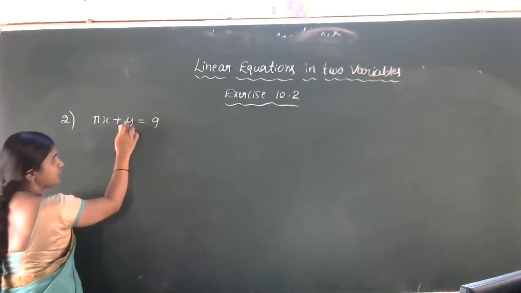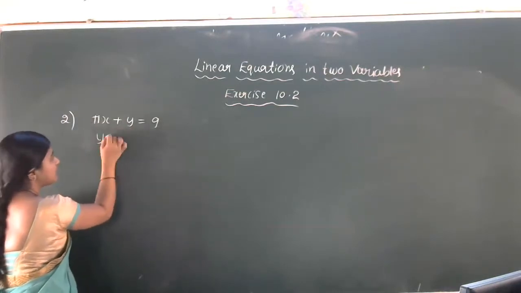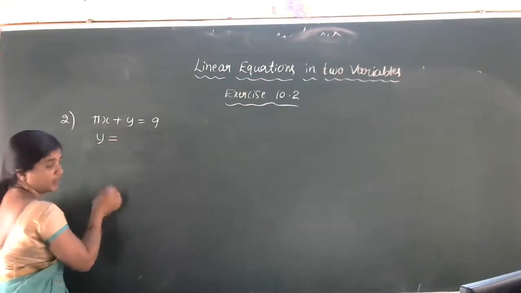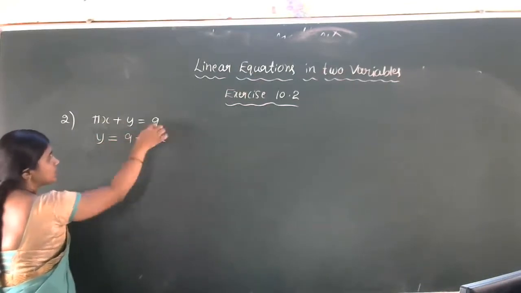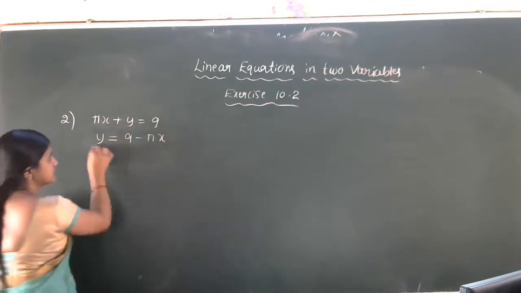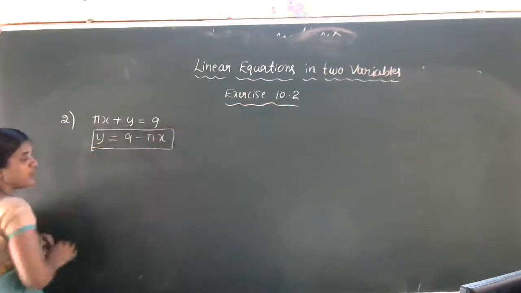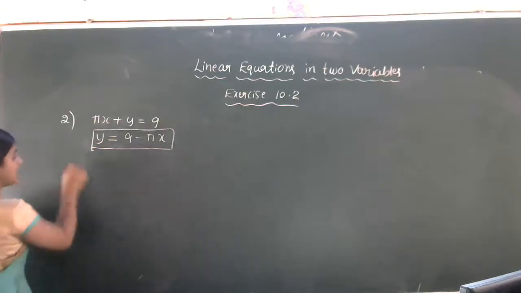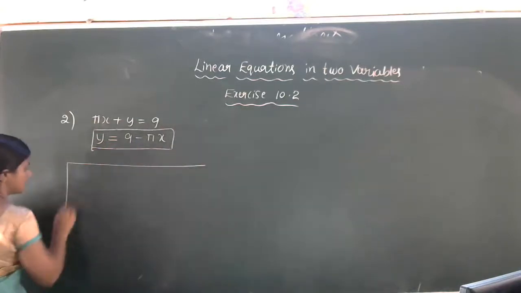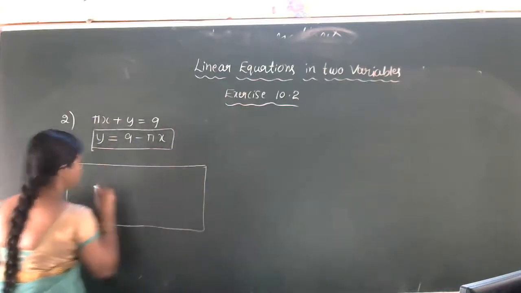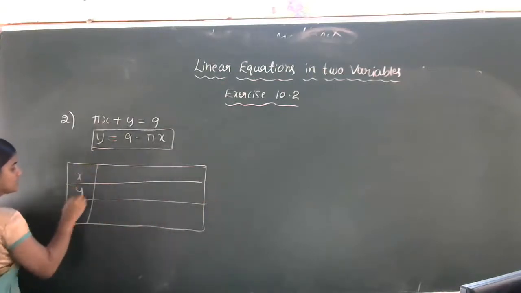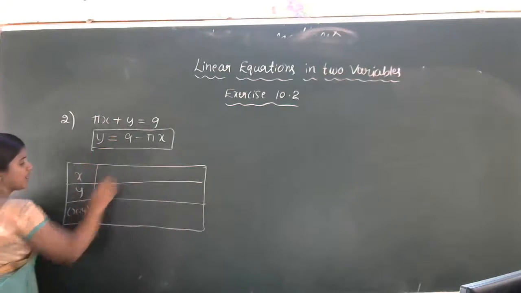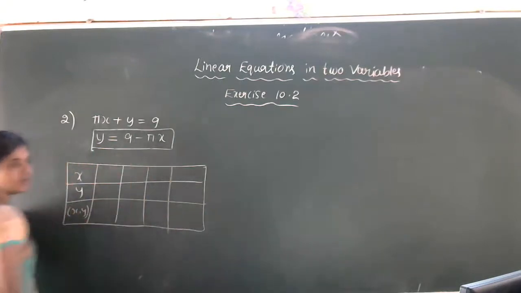y is simple, y into 1. So I'll convert this equation into the y form only. y is equal to 9 minus pi x. This is the y form of the equation. Now we have to find the four solutions, so I'll prepare the table: x, y, (x, y). Four different solutions we have to find here.